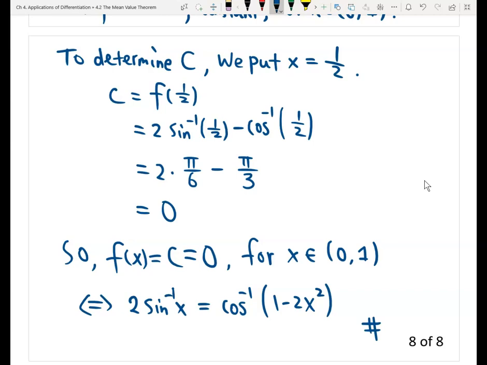And we learned a lot of identities in trigonometry. If you use this method, you can prove most of the identities you learned before. And that's all.